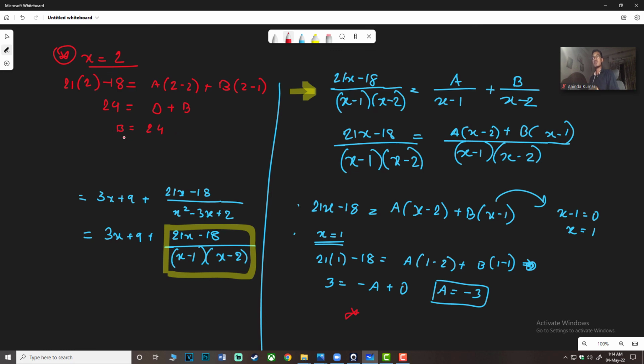Now we know both the values of a and b. So this fraction can be written like this: 3x plus 9 plus 21x minus 18, the whole thing divided by, oh, we have already written this part. We have broken it into partial fractions, so let us write that form. So a by x minus 1, what is a? A is minus 3. So minus 3 by x minus 1 plus b by x minus 2. B is 24, so 24 by x minus 2.